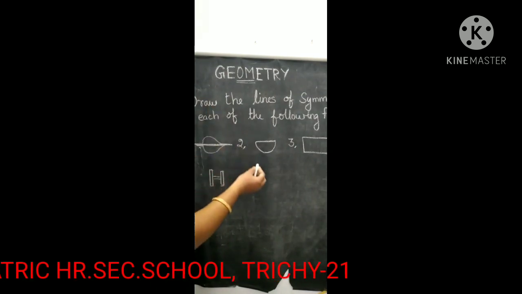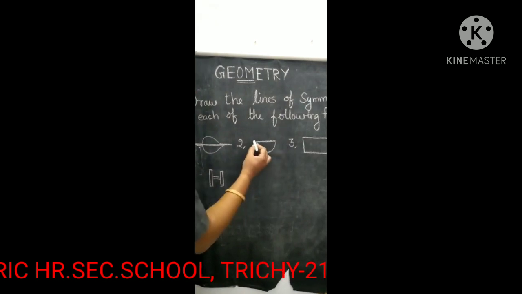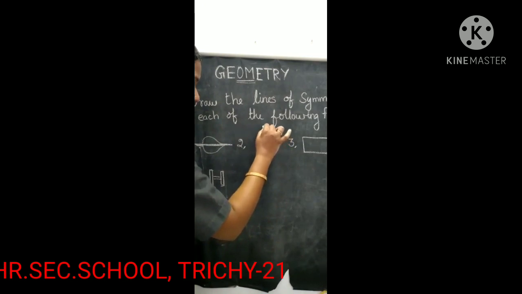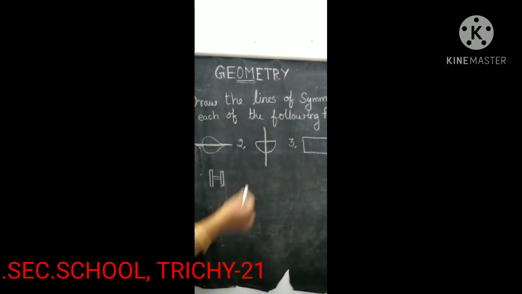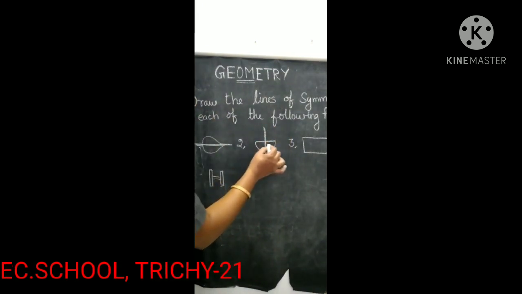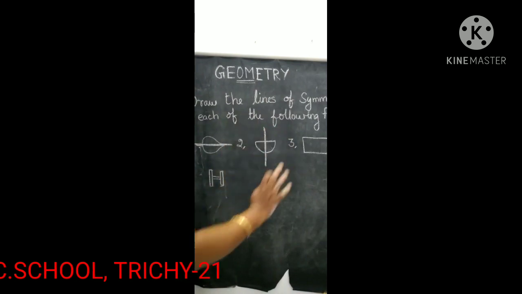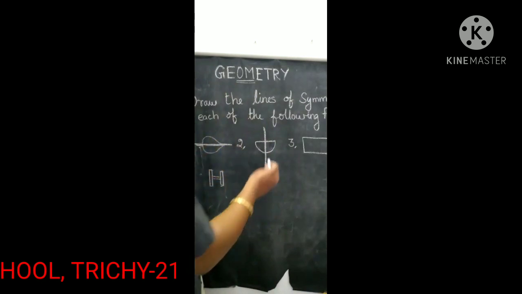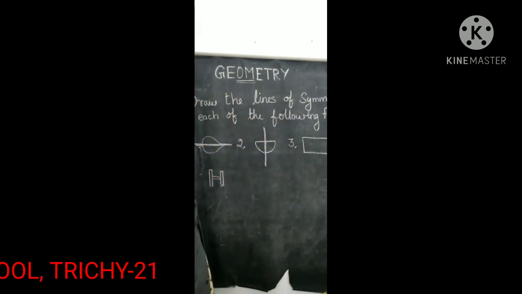Listen, the next figure, the semicircle. Here you want to draw a line of symmetry. This is the center. So two equal half parts, equal in size and equal in shape. So this is a correct line of symmetry.